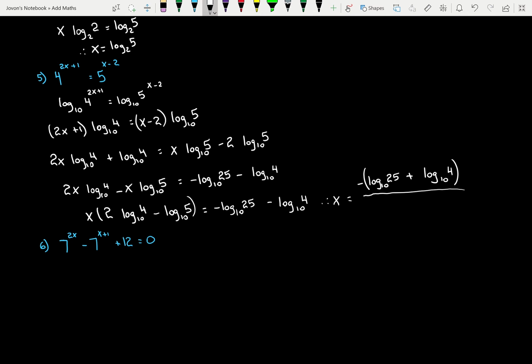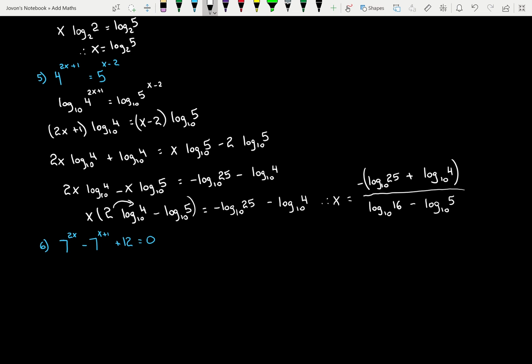So what I'll do is I'll bring this 2 up, so it becomes 4 to the power 2, which is 16. So it becomes log 16 to base 10 minus log 5 to base 10. So now we have x is equal to this.